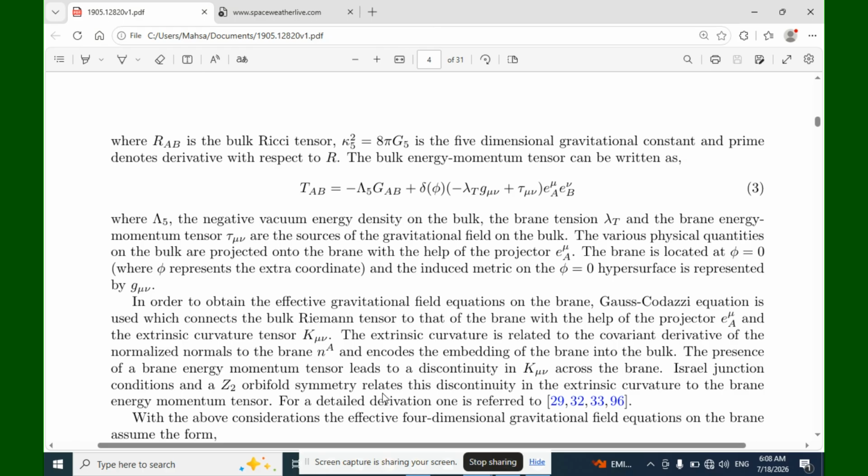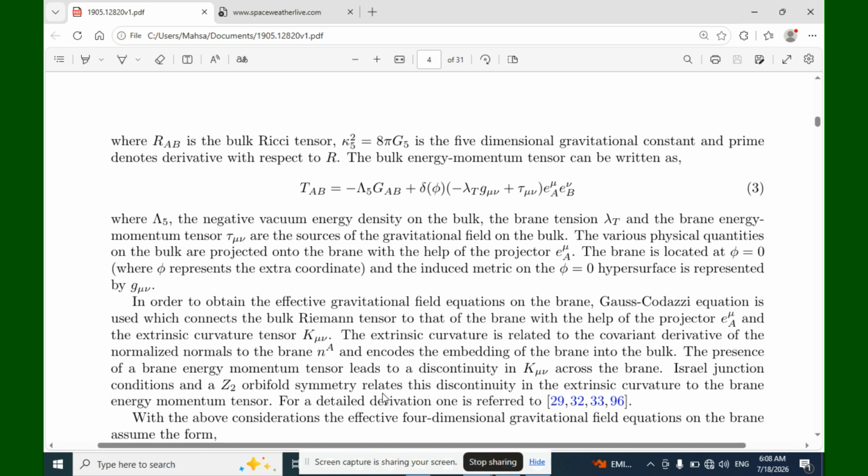The bulk energy momentum tensor can be written as T_AB = -Λ5 g_AB + δ(φ)[-λ_T g_μν + τ_μν] e^μ_A e^ν_B, where Λ5 is the negative vacuum energy density on the bulk, λ_T is the brane tension, and τ_μν is the brane energy momentum tensor. These are the sources of the gravitational field on the bulk.